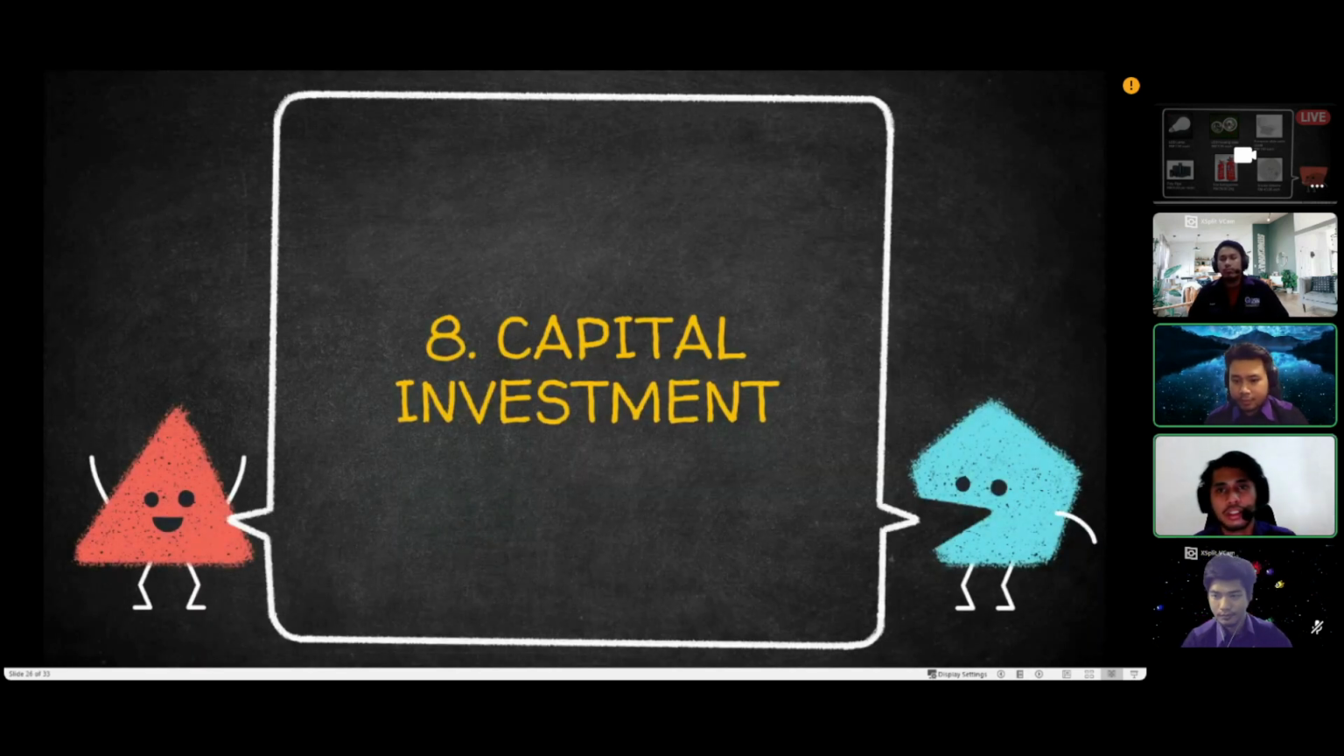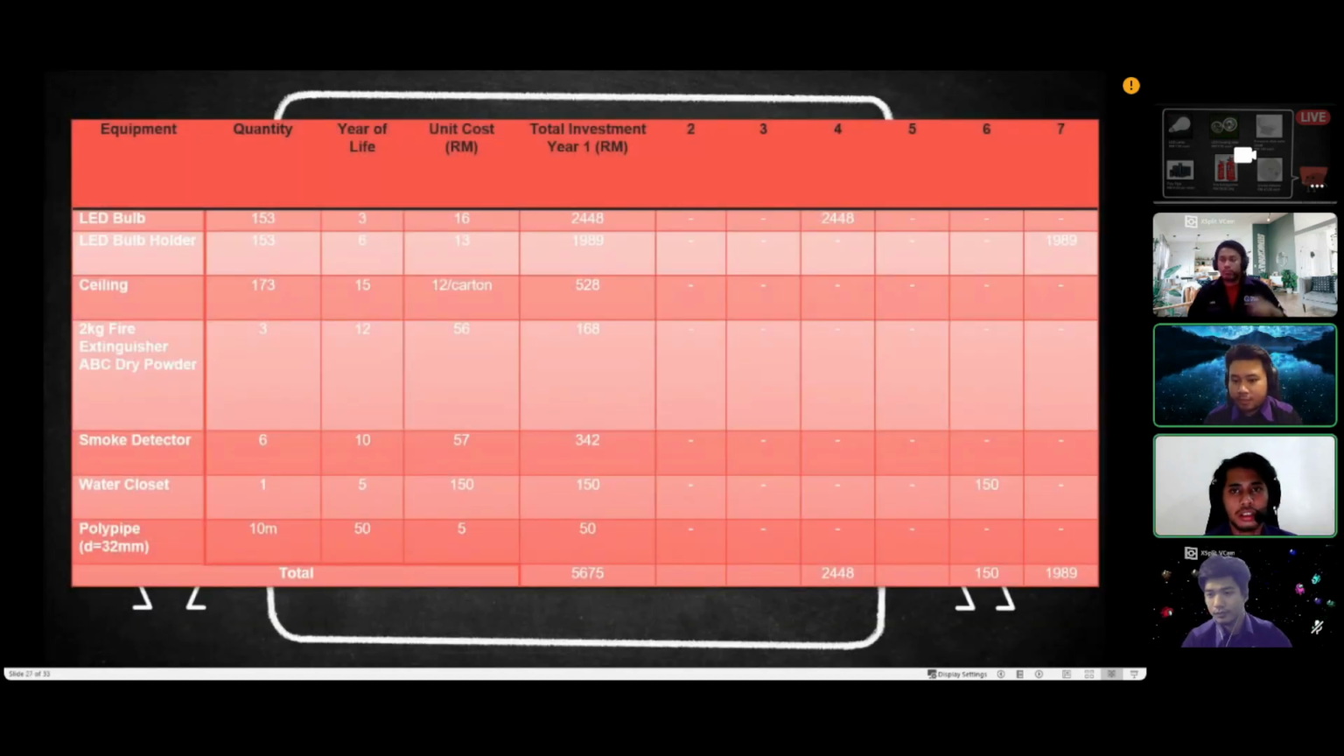So I will continue with the capital investment. In this chapter, we will discuss the equipment and how much it will cost. Okay, next. So there is a table. The first equipment is the LED bulb. The quantity that we need is 153, and the cost per each is 16 ringgit.